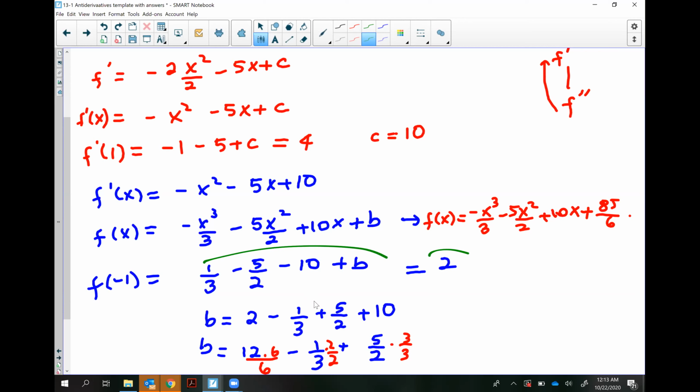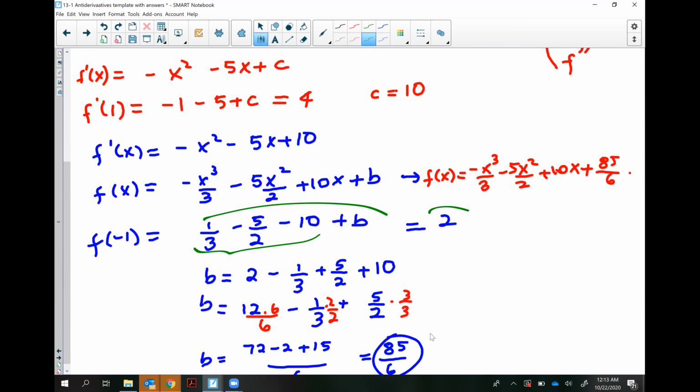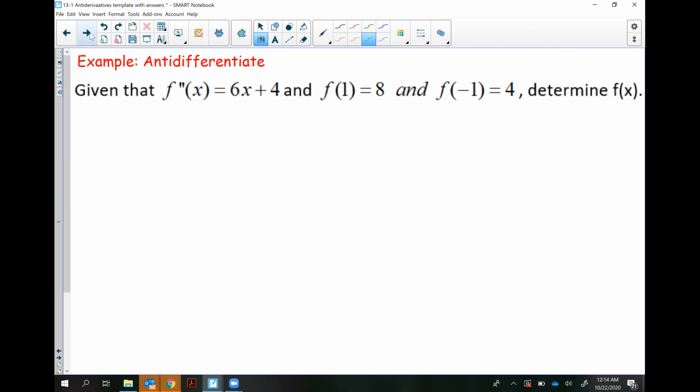There are some fractions that are a little bit messier, but nonetheless, you can combine them and then subtract from 2 to solve for b. And it turns out to be 85 over 6. And don't forget, at the end, you're expected to rewrite the entire function with no constants in it, with the a, b, c, etc. being placed in the original function so that you know the answer. The only variable should be x and everything else just numbers. And finally, I'm going to give you a quick hint on a problem like this. This one is a little bit different.